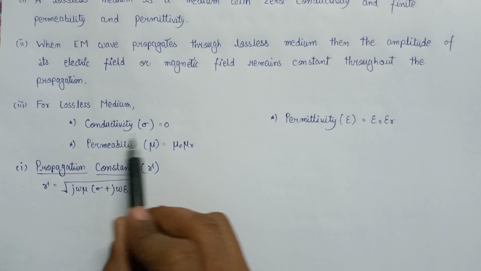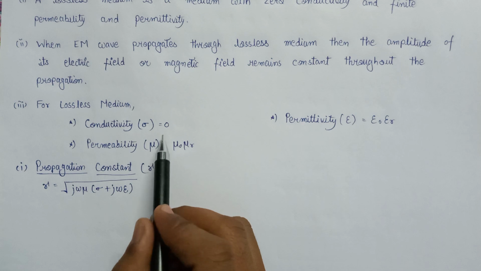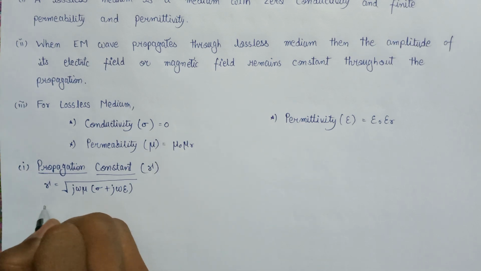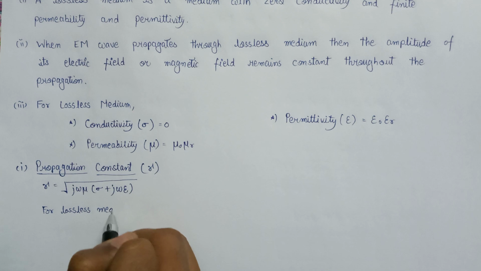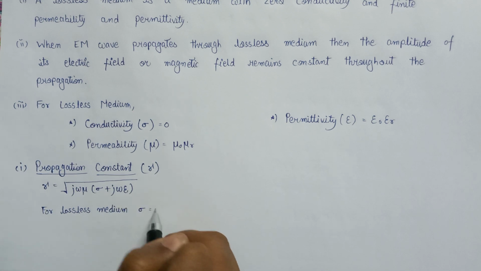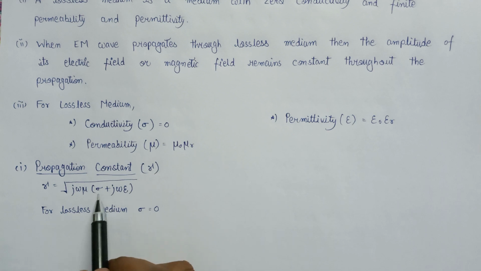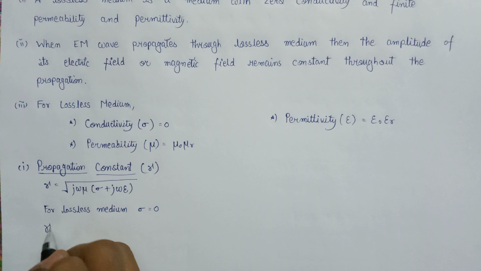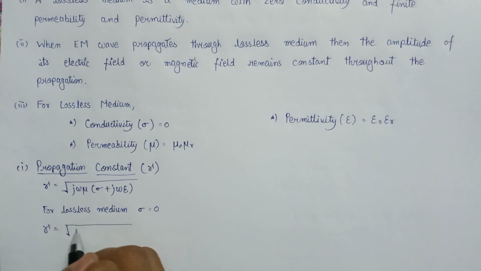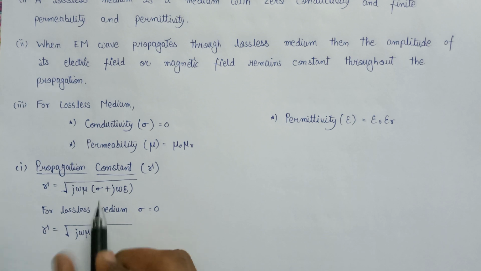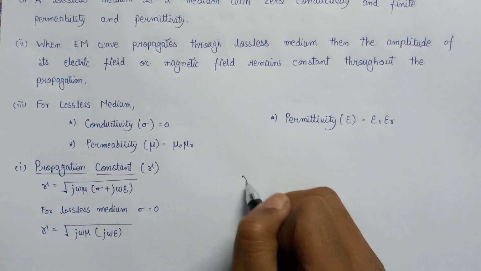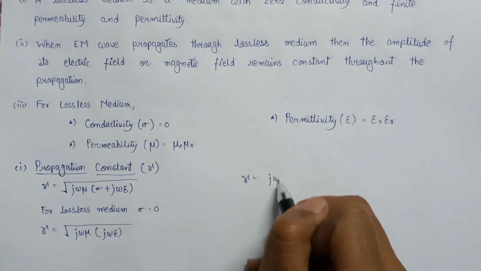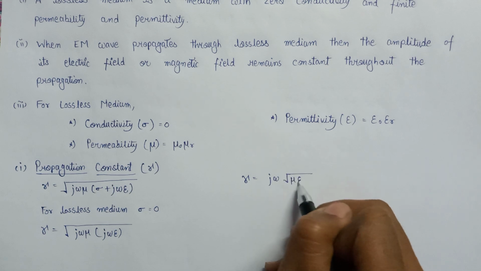Now as we discussed, the conductivity for the lossless medium is always equal to zero, so we can say that for lossless medium sigma is equal to zero. On putting the value of sigma as zero here, we get the modified expression for the propagation constant as j omega mu bracket, here it is zero, so the remaining term is j omega epsilon only. If we take this j omega out of the under root, then the propagation constant will be equal to j omega under the root mu into epsilon.